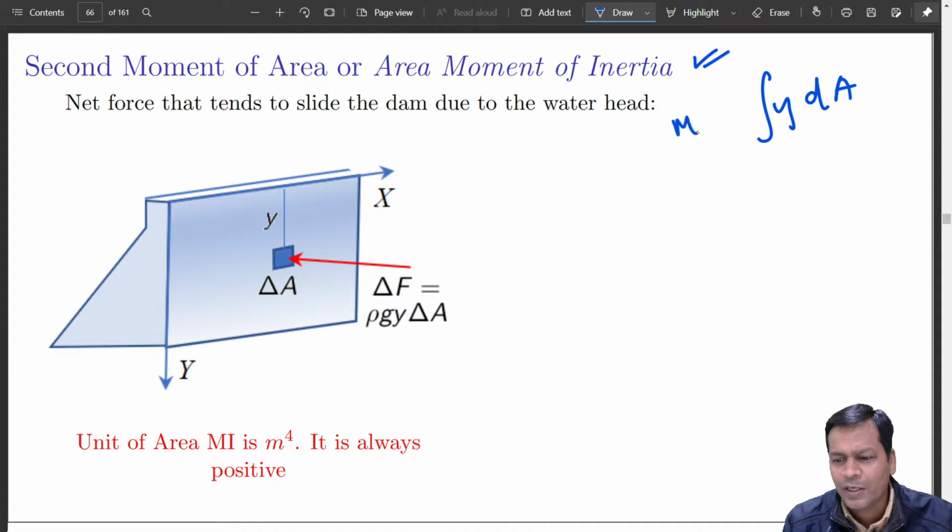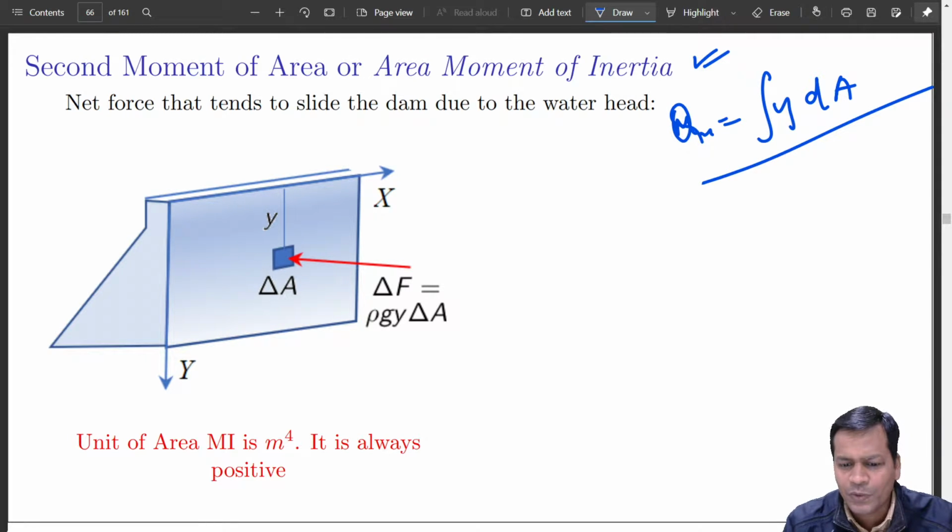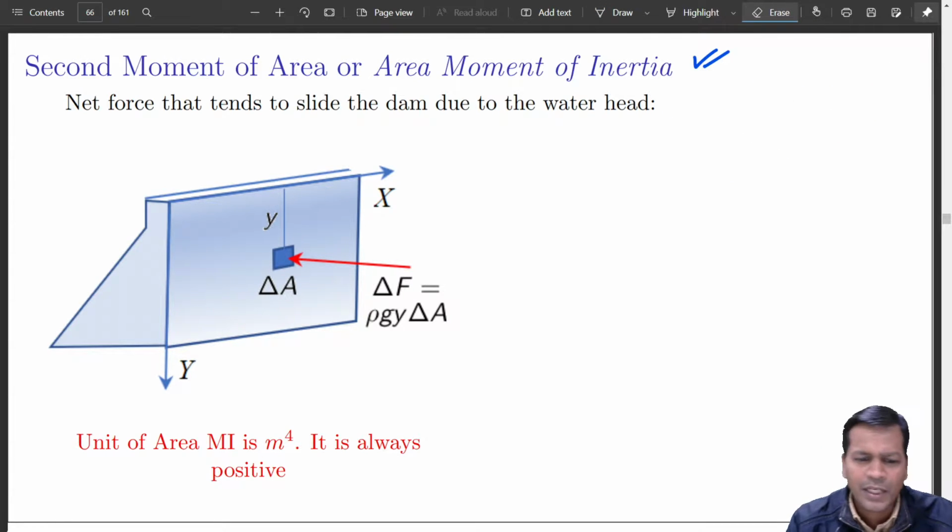You called it first moment of area, qx or something like that. So this was there that you have gone through. So that had its own utility. Today we'll see where we can utilize it, why this term has been coined and why this is so important.